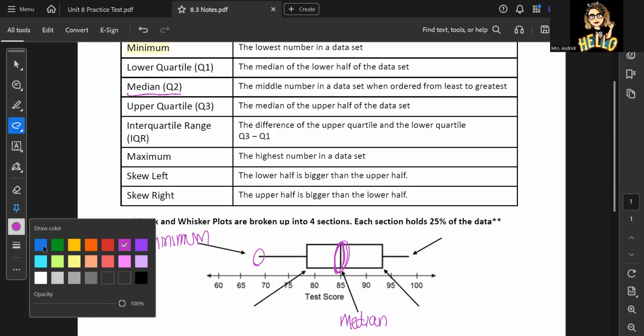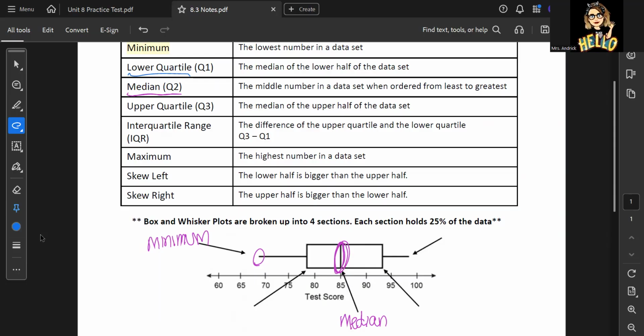Q1, or the lower quartile, is the median of the lower half. So we're looking at this half of the data, and Q1 is the middle of that. So this is the lower quartile, and that's called Q1.